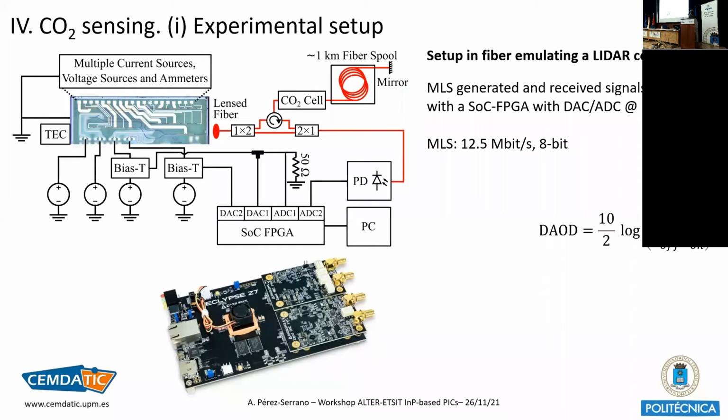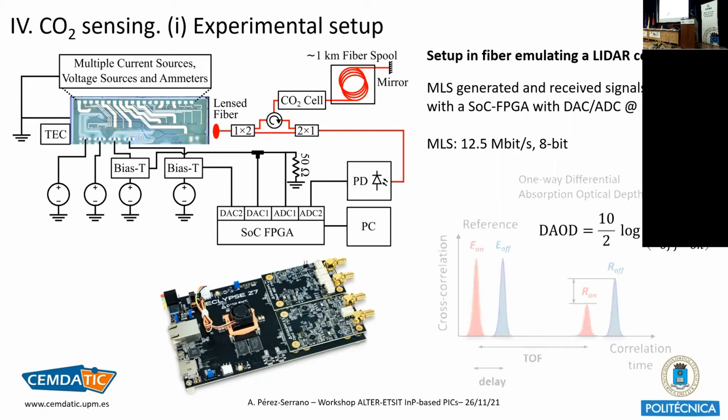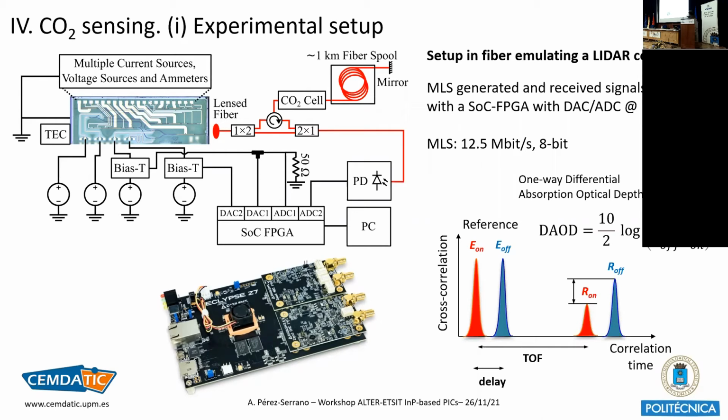For the generation of the pseudo-random code, we have used a system on a chip FPGA with digital-to-analog and analog-to-digital converters working at 100 megasamples per second. And we have used 8-bit maximum length sequences at 12.5 megabits per second. With this, we will have a correlation that in this case we have calculated in MATLAB, using this expression. The 2 comes from traveling the path 2 times. Okay.